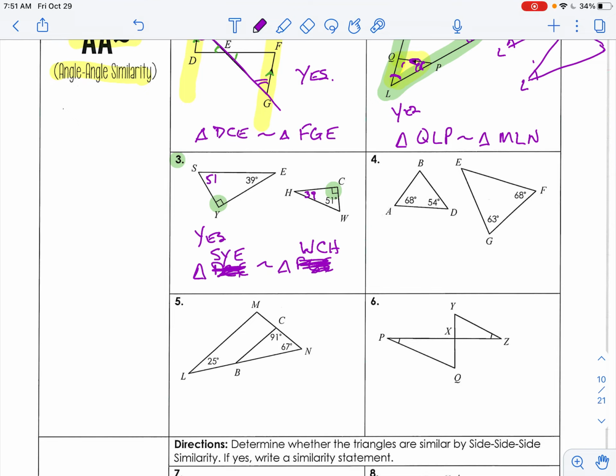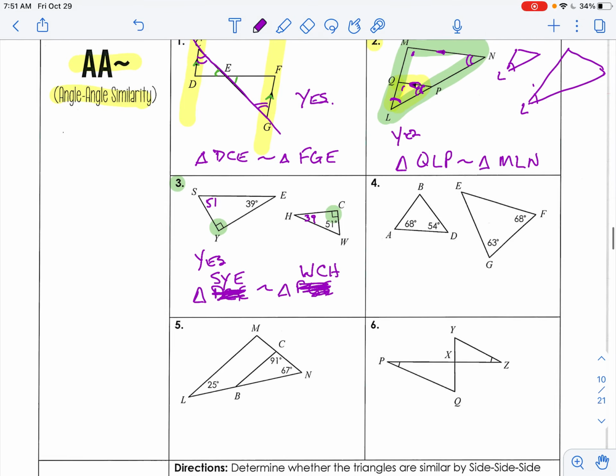All right, so let's look at number 4 here for this section. If I go check the third one here, I have a 68 that matches. But just as a math exercise, if I check the last one, this is 58 if I do triangle sum theorem, and this is 49. Now what does that tell you? I have one angle that is the same, but I don't have another angle that is the same, so guess what?